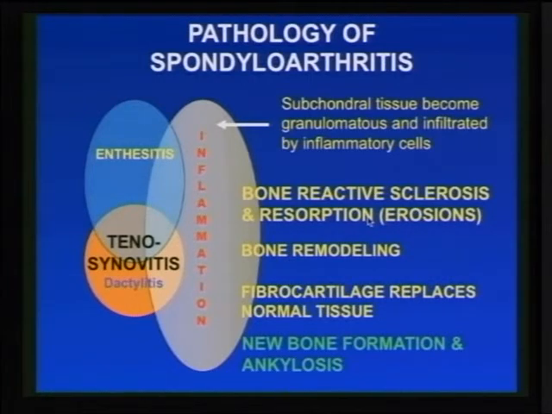Then there will be bone remodeling, and then there might be a sort of fibrocartilaginous proliferation, ending up with the joint space narrowing and fusion. The other point is that in spondyloarthritis you very commonly see enthesitis. And the third one is tenosynovitis at the digits. So these are important areas where you see that inflammation is there, enthesitis is there, and there might be infection of the periphery.